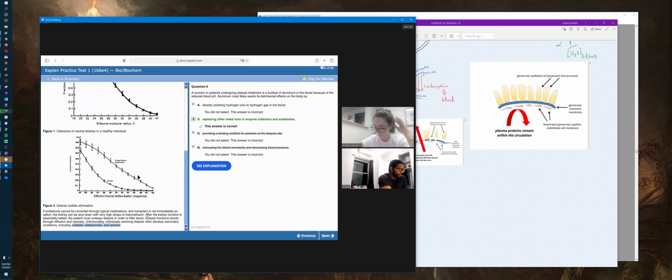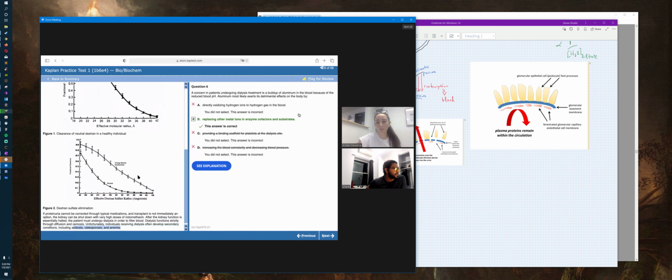Oh, I just wanted, since they're talking about dialysis, right? And they're talking about aluminum, which is a metal ion, right? And then they're saying the buildup of aluminum is because of the reduced blood pH, which is the acidosis. Actually, I only picked this now that I'm thinking about it because I know what metal cofactors do. I had no idea what's going on here. From biochem, everything is like Mg2+ being used.